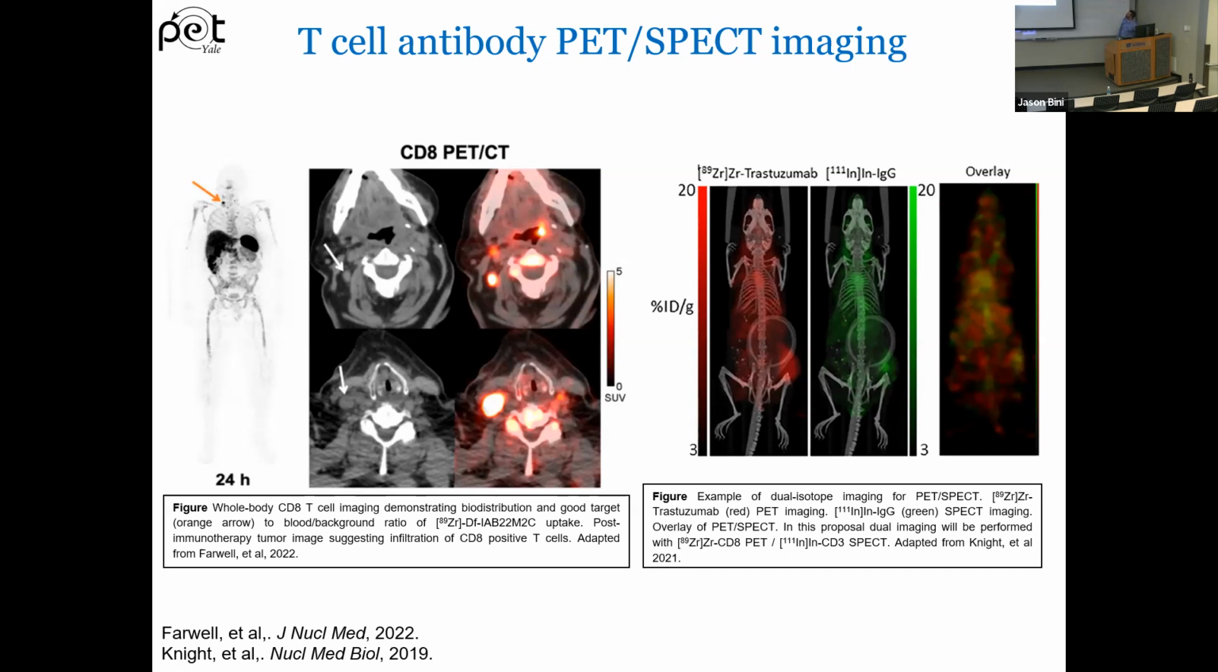And in the case of our proposal, we can label zirconium with CD8 and then indium with CD3, and you can co-inject these at the same time, and then scan on PET and SPECT. By using the energy windows of the photons you're detecting, you can separate these and create an overlay image to get that dual information at the same time.